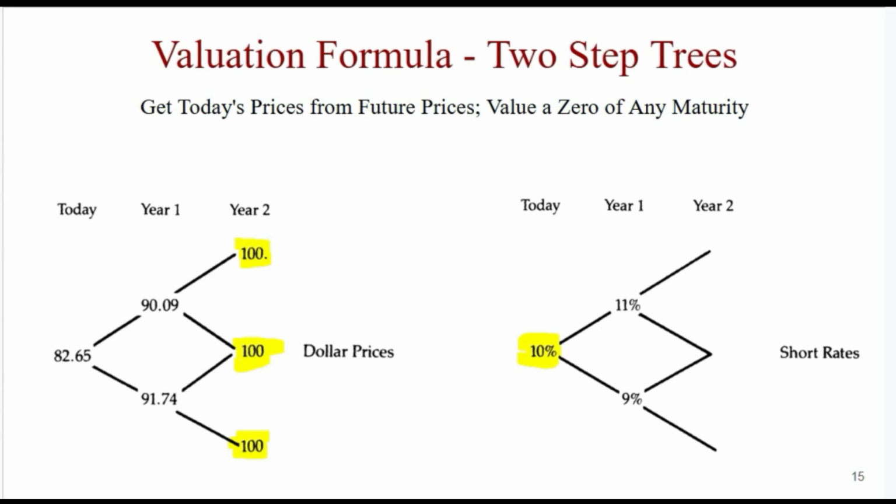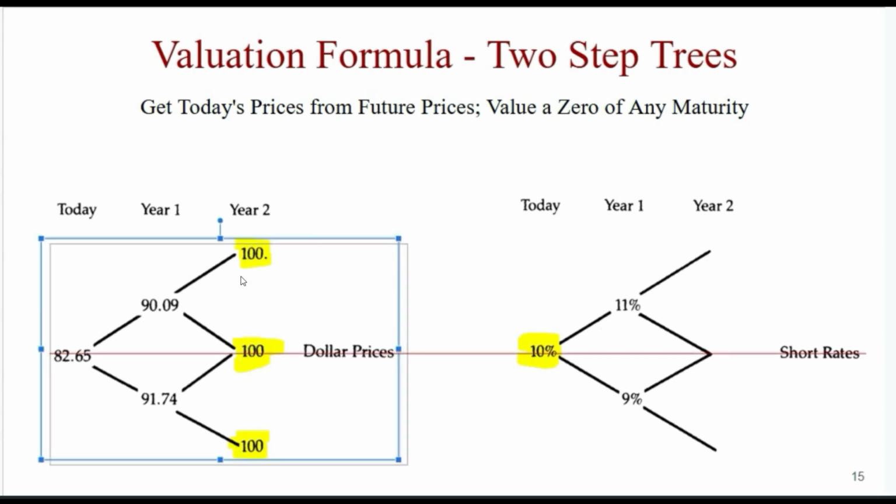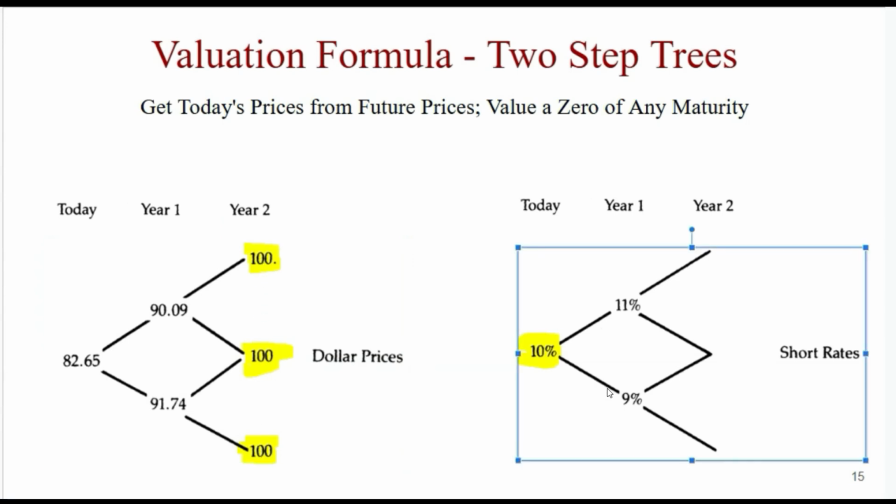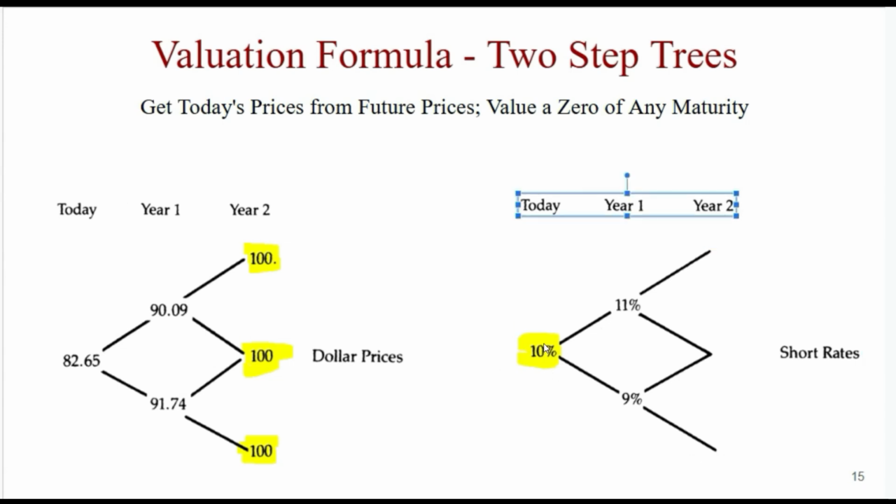Next, we can use the valuation formula to get today's prices using future prices in a 2-step tree. Say we're looking at a 2-year, 0 coupon Treasury bond. We have 2 pieces of known information. In 2 years, we know the price of the 0 will be face value, say $100. We also know today's short rate, say 10%. So say the short rate will rise to 11% or drop to 9% with that equal probability.